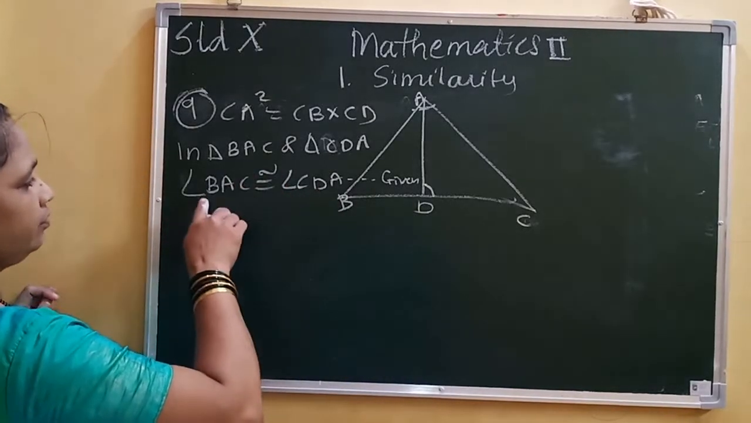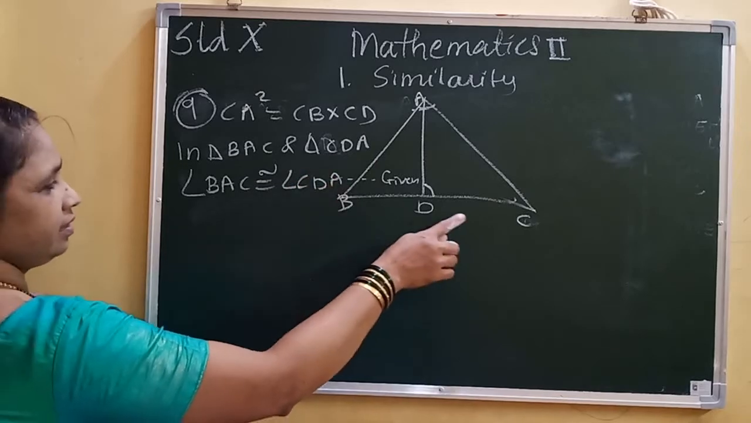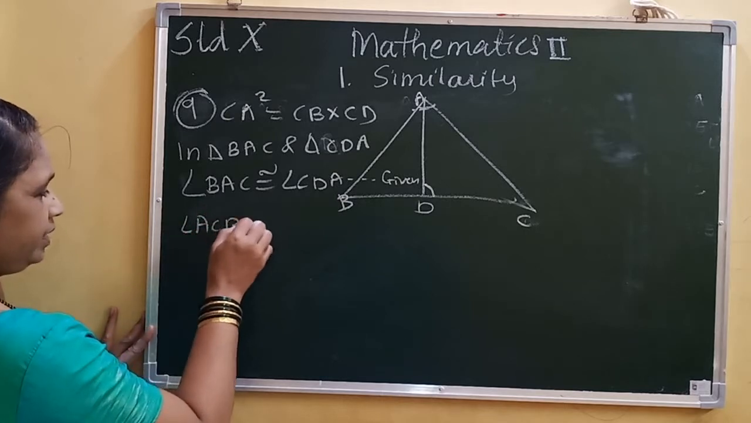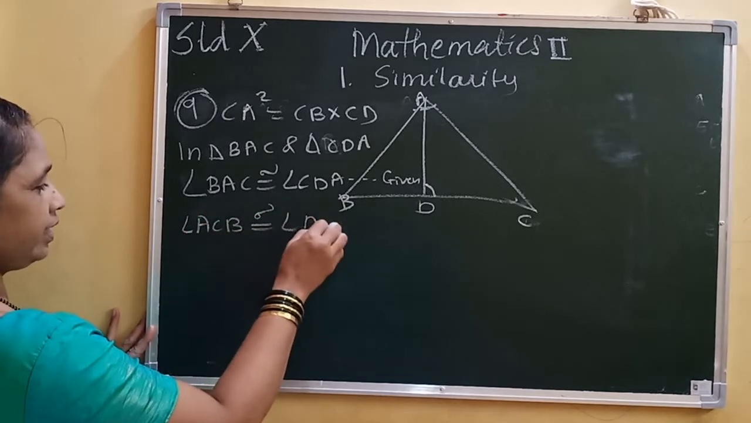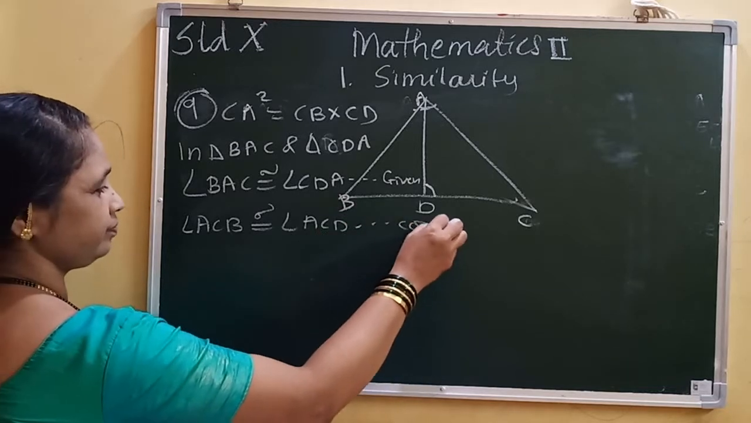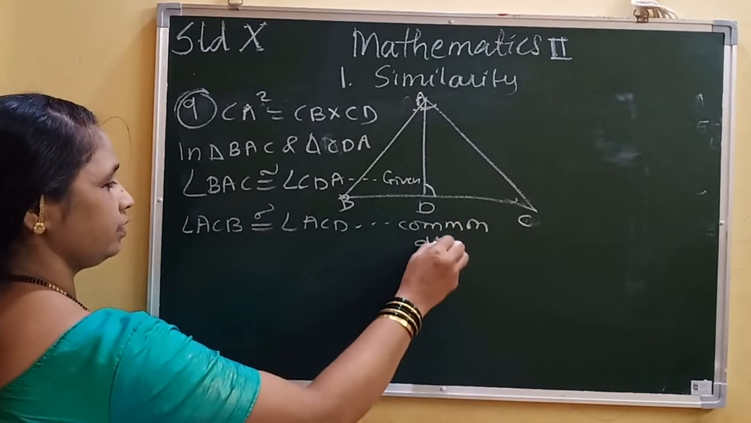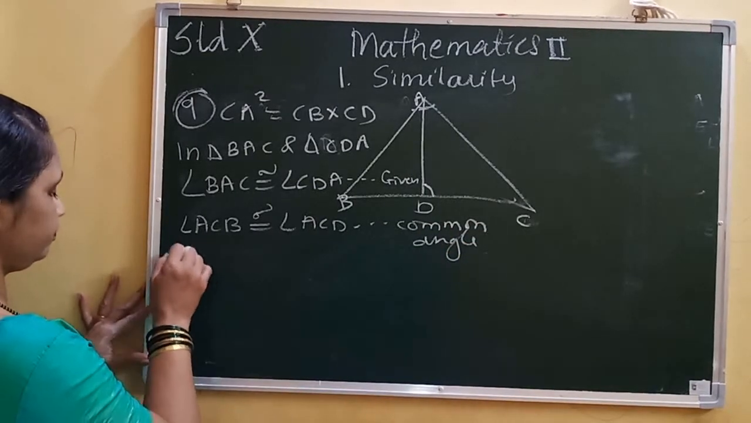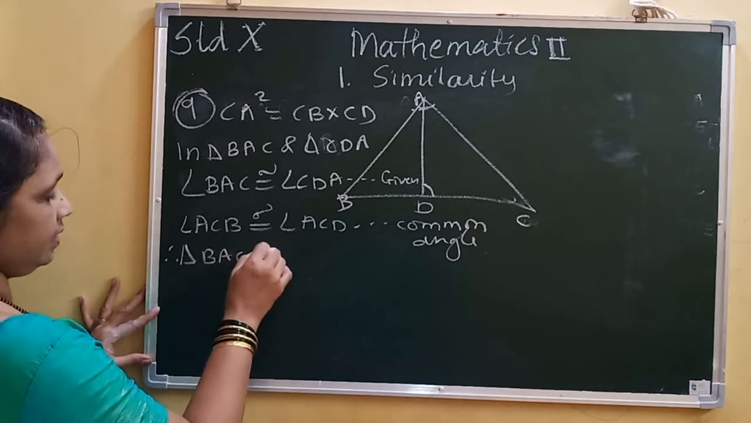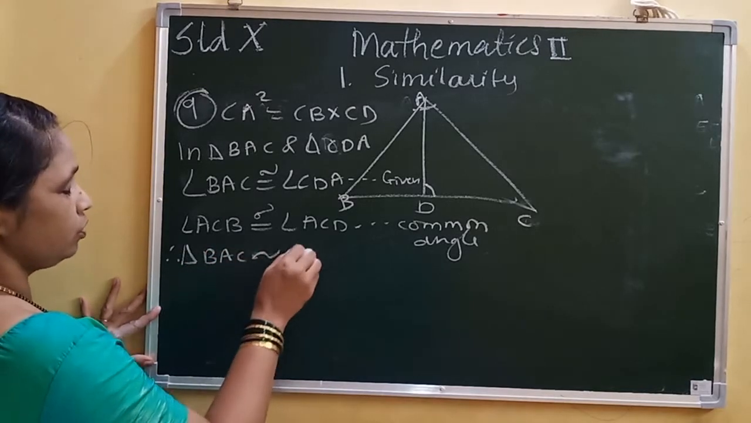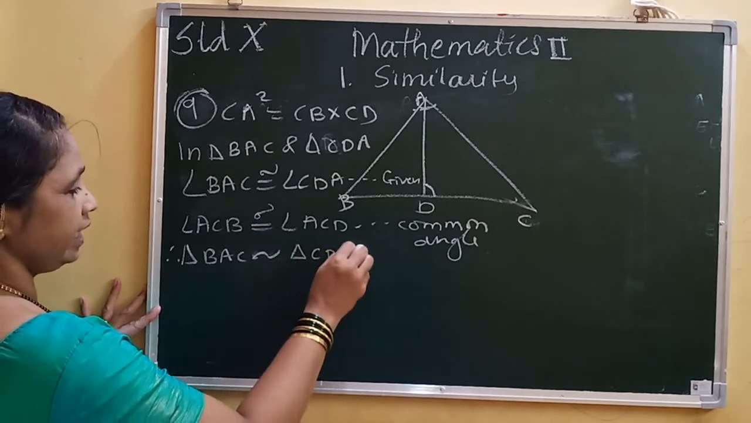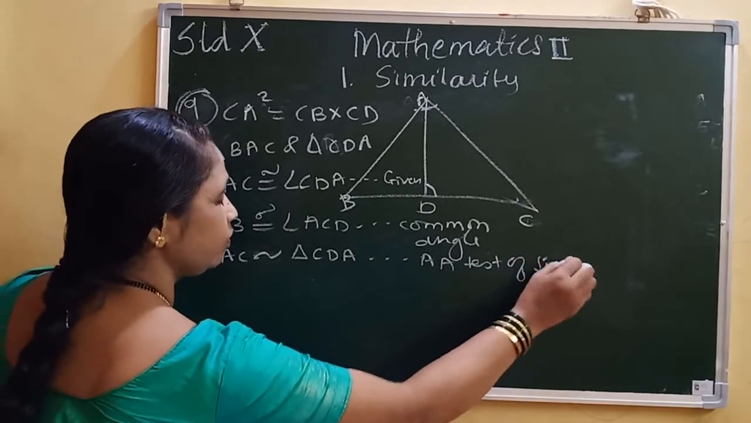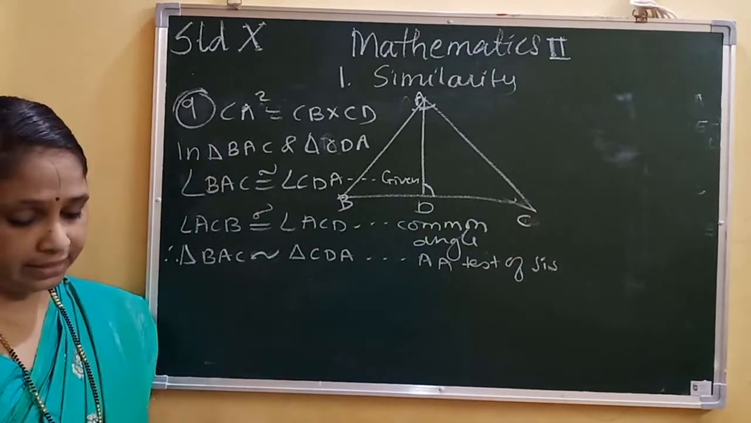Okay, now next we have to do, this triangle ABC and CDA. So angle ACB is congruent to angle ACD, common angle. Okay, so these two triangles are similar by which test? Therefore, triangle BAC is similar to triangle CDA by AA test of similarity.